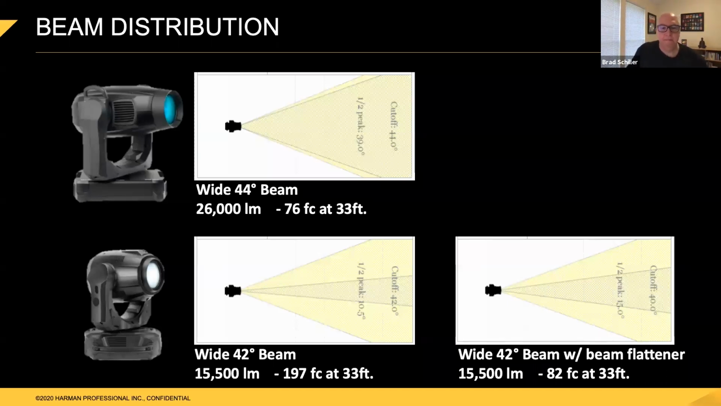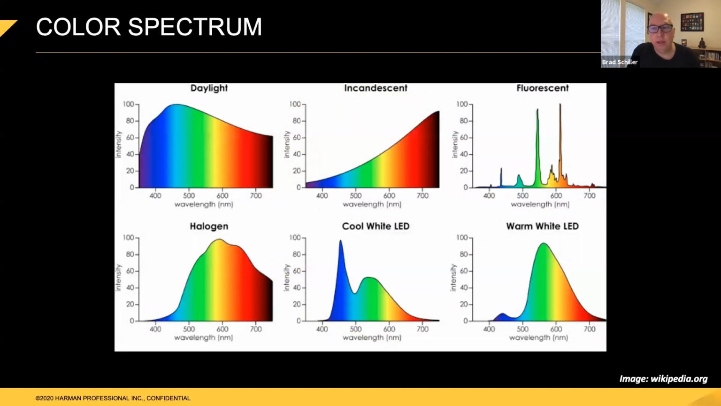All right, so we're going to move on now and talk a little bit more about color spectrum. As I've said, this is a very important thing to look at when we're talking the quality of light, and particularly white light, because white light is made up of the spectrum it's made up of. And if it doesn't have everything in it, then it's not great white light.